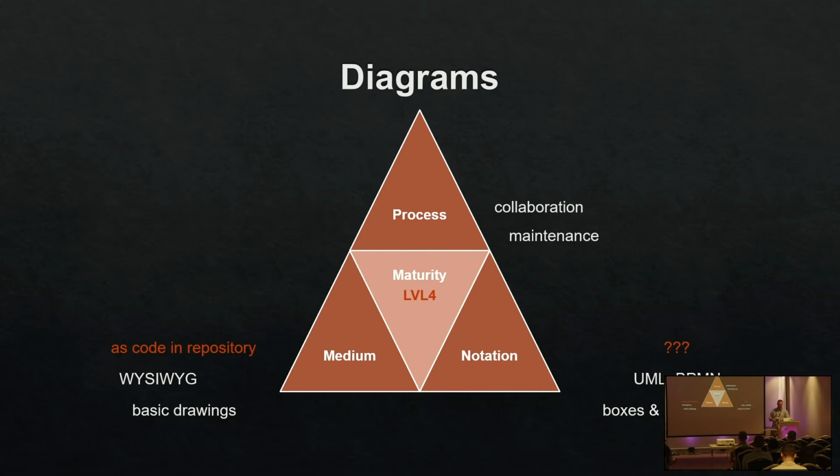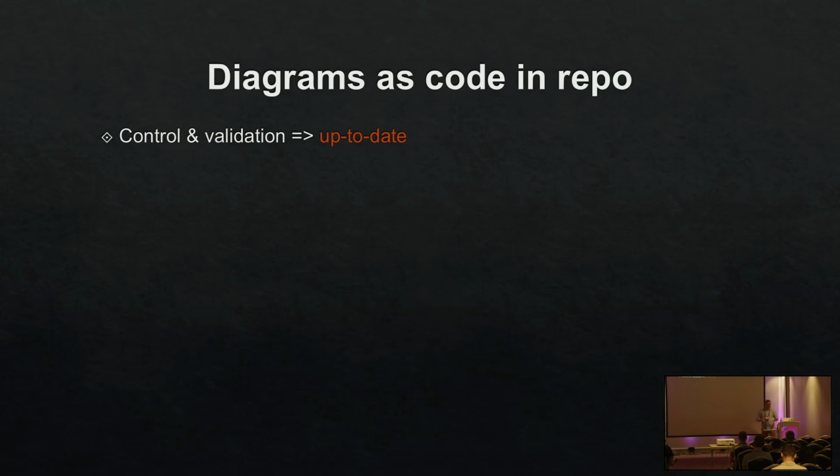And what would that be? You can see where I'm heading to, right? Let's just keep them in the repository as code. And doing that, we'll get control and validation, so it's easier to keep them up to date. I'm not saying it happens automatically, but it's easier to track that. Then we get versioning, and we also get auto generation.